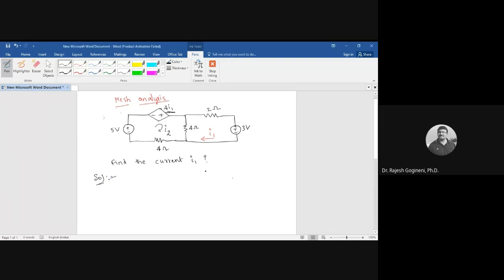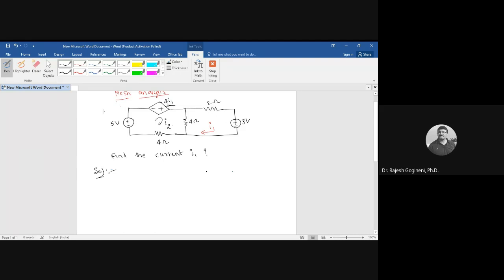Now apply KVL, the same old procedure we used in the previous problems. For the first loop: 5 volts, then the current dependent voltage source 4I1, minus 4 into (I2 minus I1), the current through the 4 ohm resistor, minus 4I2 equals 0. This is the KVL equation for the first mesh.